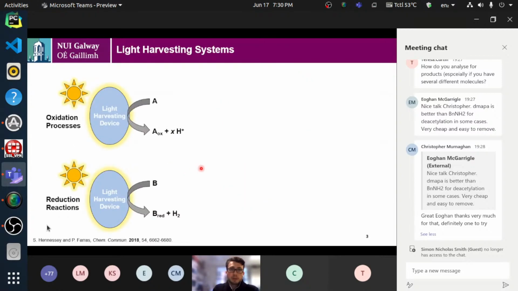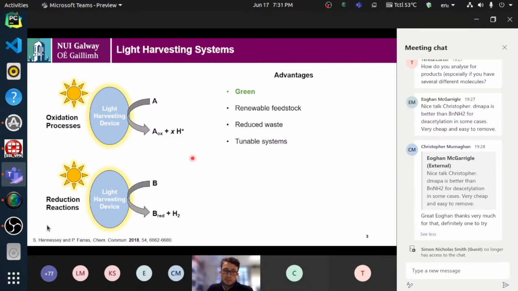Just to talk about the background of light harvesting systems. These systems, like light harvesting devices such as titanium oxide surfaces, have been used in oxidation processes and reduction reactions in much modern research. They involve the oxidation of substrates and the reduction of substrates using natural light.